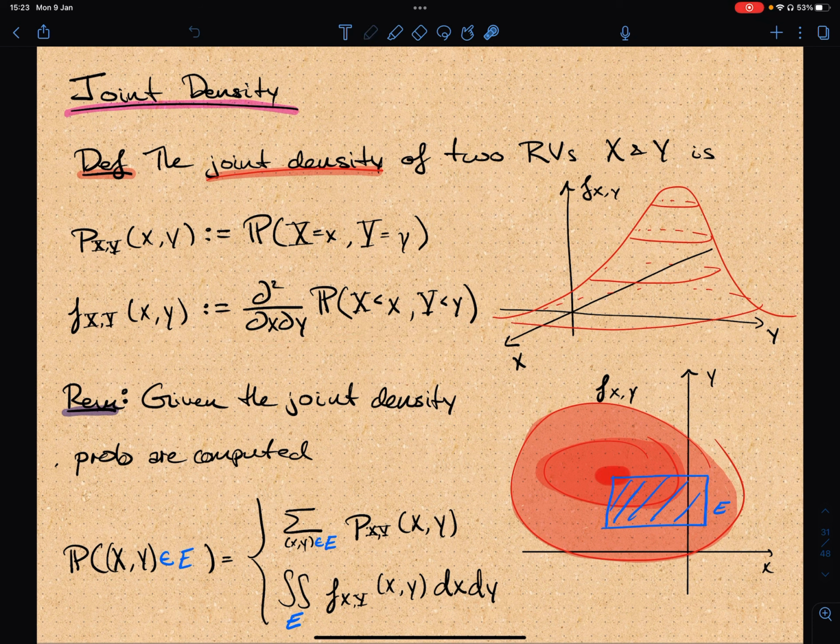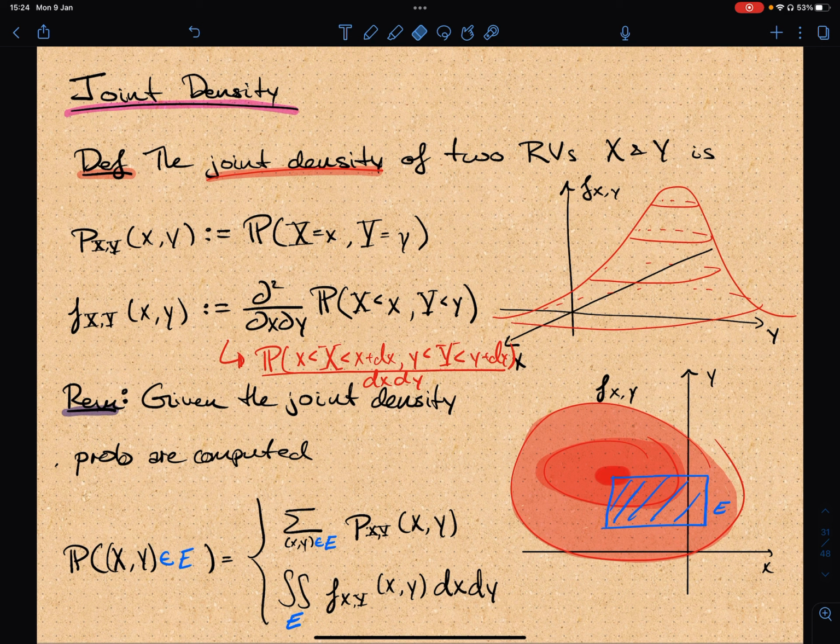And again, I want to keep reminding you that this derivative may seem a little bit odd, but you should think that this is equal to the probability that x is in some small interval x plus dx, and that y is in some small interval y plus dy, and you divide by dx and dy.